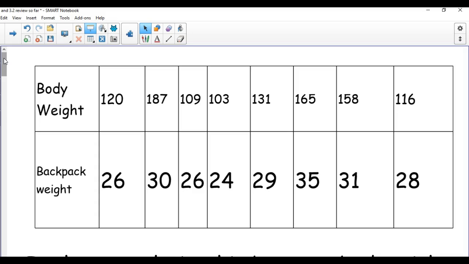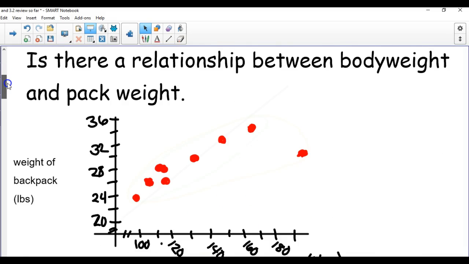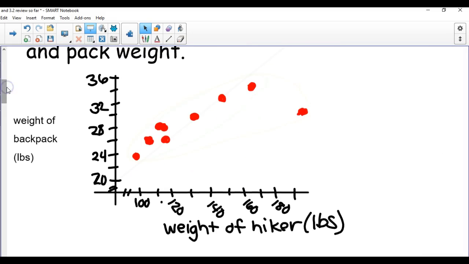So you can look at your scatter plot, and I just sketched it down below here. Please don't forget that you need your labels. So I have the weight of the hiker on the x-axis. My explanatory variable always goes on the x, and the weight of the backpack on the y-axis.